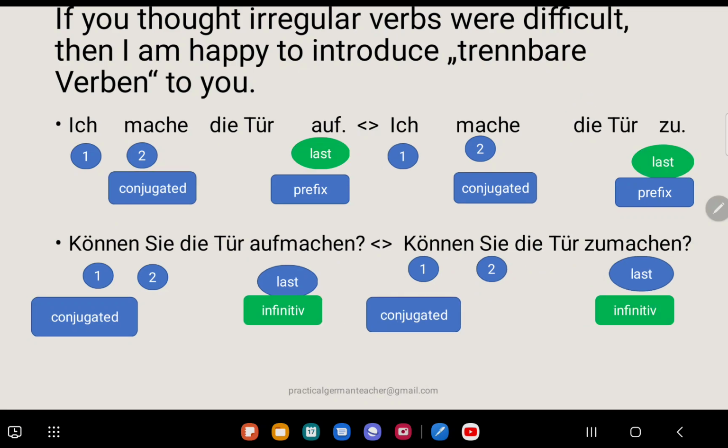It's still fine. So what to remember is that in a normal case, let's say you're only using a trennbare verb without a modal verb, the prefix will go to the last position and you only conjugate the rest of the verb. With a modal verb, the entire trennbare verb is in its infinitive form. Okay.